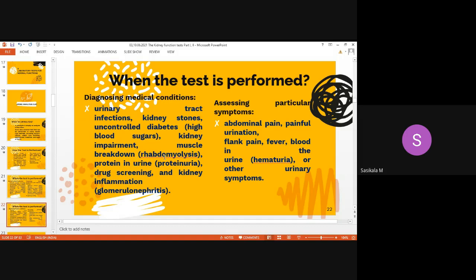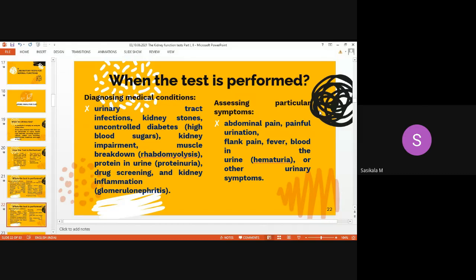It is rhabdomyolysis. Then protein in urine, proteinuria, drug screening, and kidney inflammation, that is glomerulonephritis. So abnormal functions of the kidney can be diagnosed by the urinalysis process. That is represented by diagnosing medical conditions. So impairment of kidney functions can be monitored by urinalysis.